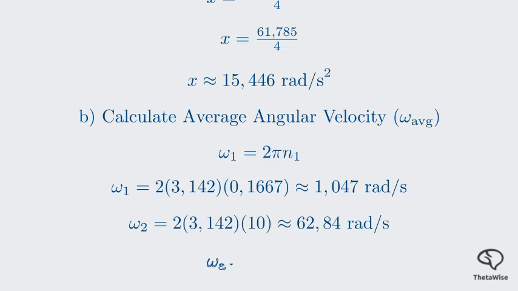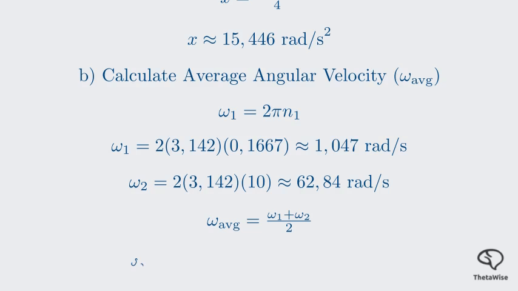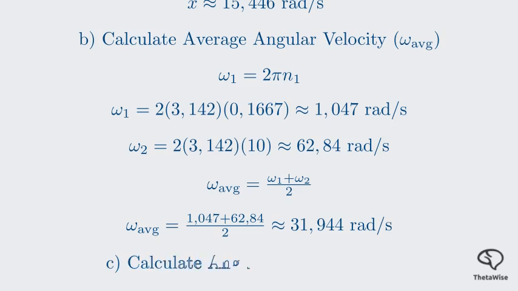Now we use the formula for average angular velocity, which is the sum of omega 1 and omega 2 divided by 2. Plugging in our values, we get omega average equals 31.944 radians per second. This represents the constant angular velocity that would result in the same displacement over the same time. Let's continue with part C, angular displacement. We need to find theta.